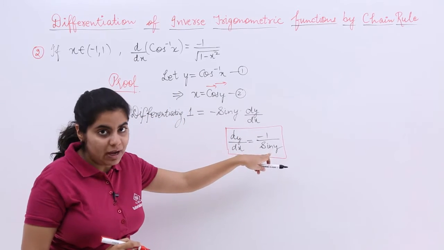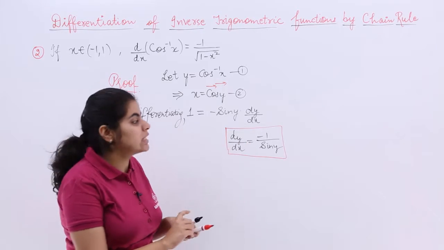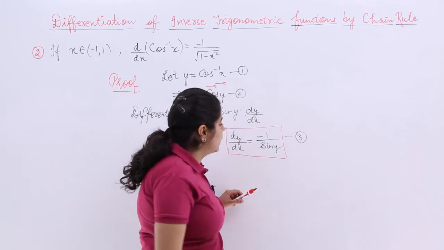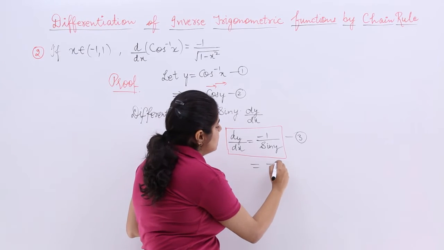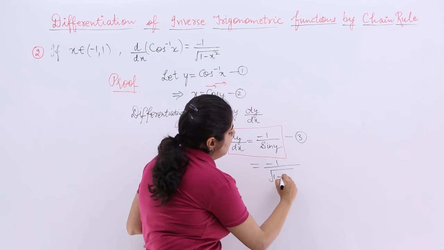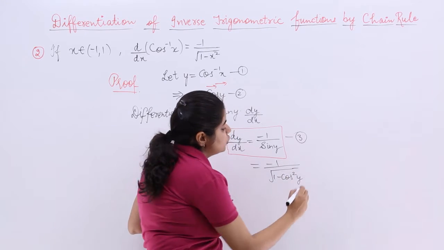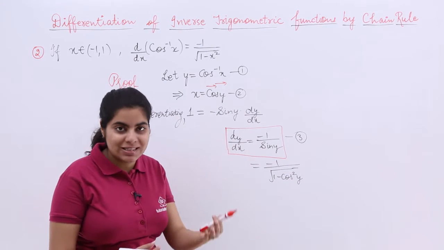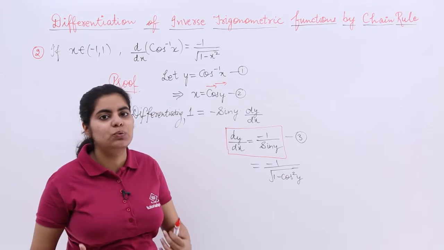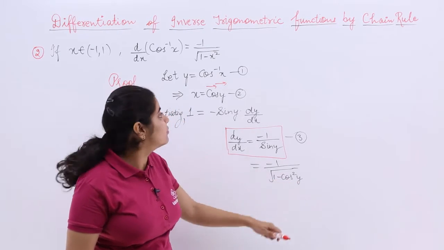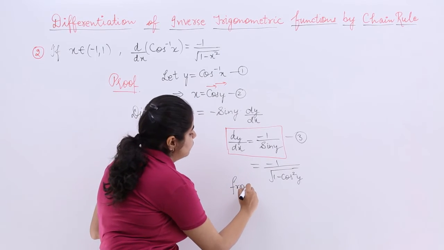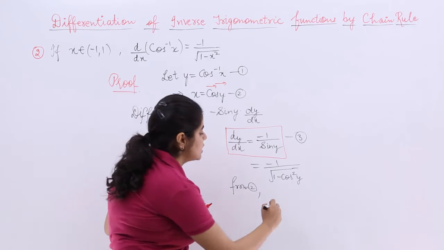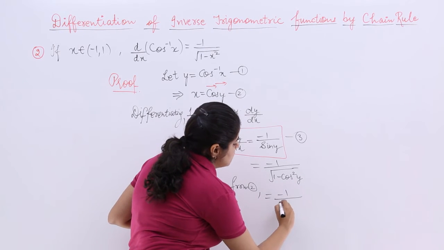Let's put it in a box, because till here we have got dy by dx, but it is in the form of y. We need it in the form of x. So, let's name this equation number 3 and now make some changes in sin y. You see that sin y can be written as under root 1 minus cos square y, just as in the previous video using the formula sin square theta plus cos square theta is equal to 1. Now, what is cos y? Cos y is x from 2. So, what is cos y? It is nothing but x.